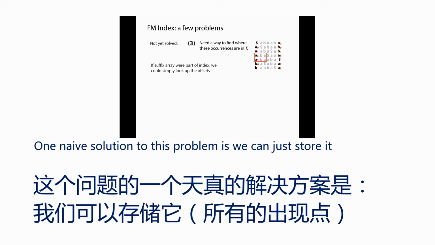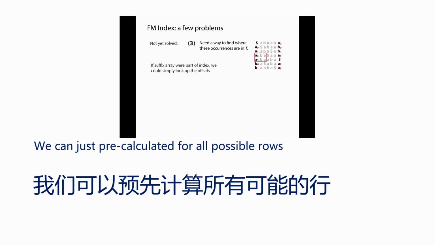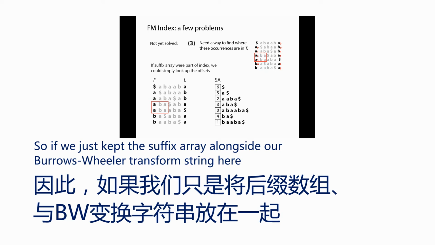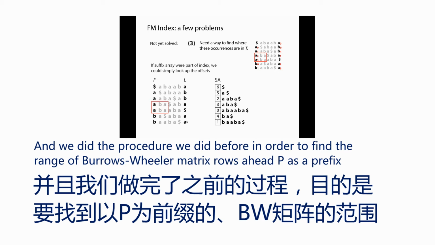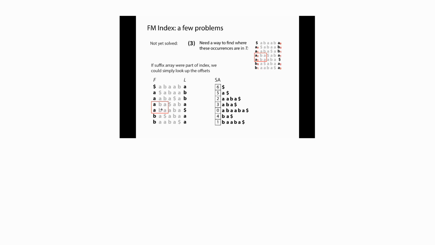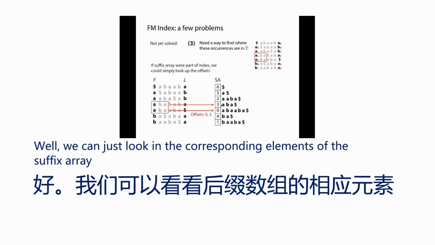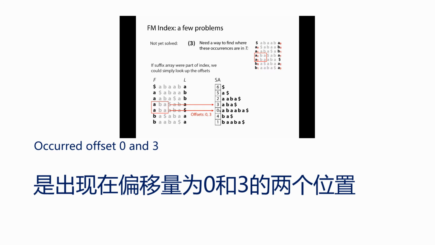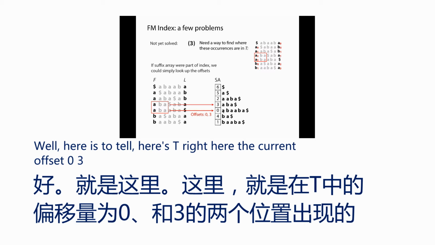One naive solution to this problem is we can just store it. We can just pre-calculate it for all possible rows. In other words, we can store the suffix array. That's exactly what that is. So if we just kept the suffix array alongside our Burrows-Wheeler transform string here, and we did the procedure we did before in order to find the range of Burrows-Wheeler matrix rows that had P as a prefix, well, we can just look in the corresponding elements of the suffix array, and that tells us where those 2 instances of ABA occur within T. They occur at offsets 0 and 3. Right? You can sort of tell. Here's T right here. They occur at offsets 0 and 3.